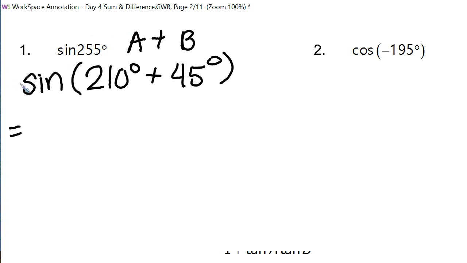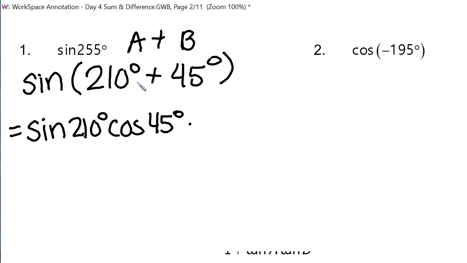And that formula says that for the sine of angle A plus angle B, we need to do sine of A times cosine of B. So this would be sine of 210 degrees times cosine of 45 degrees plus, then we need to have cosine of A times sine of B. So cosine of 210 degrees times sine of 45 degrees.